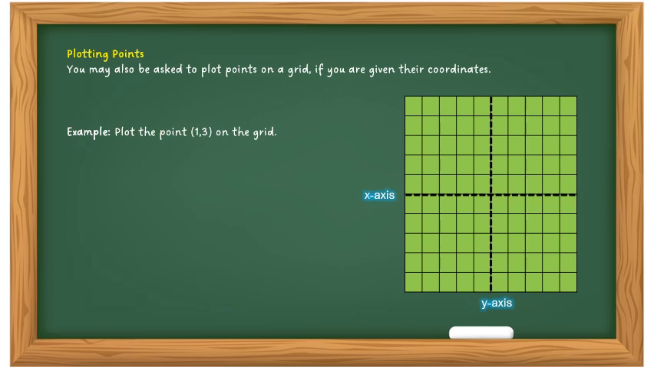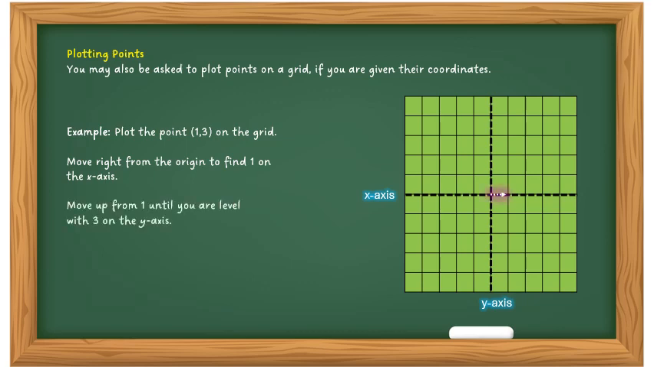Right, plot the point 1, 3 on the grid. It's the same as before. You move right from the origin till you find 1 on the x-axis. Then you move up from 1 until you're level with 3 on the y-axis. You mark that position with a dot or a cross and label it 1, 3 within brackets. So there's your dot, 1, 3. And that's how you plot on your grid.